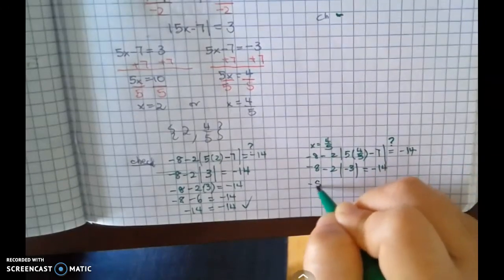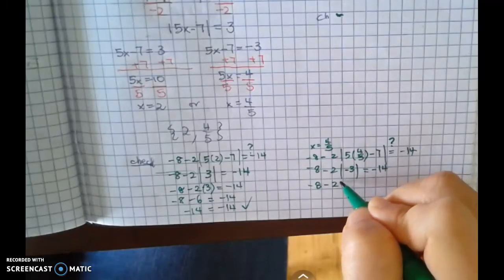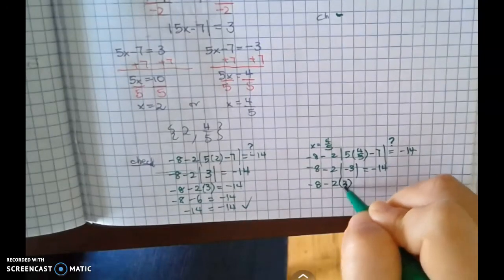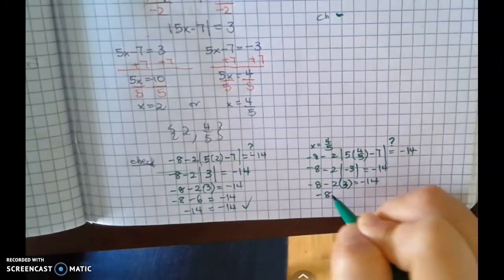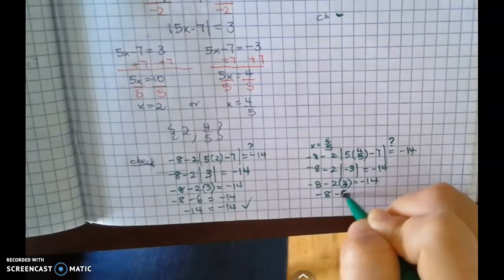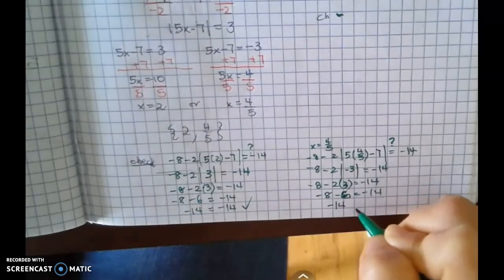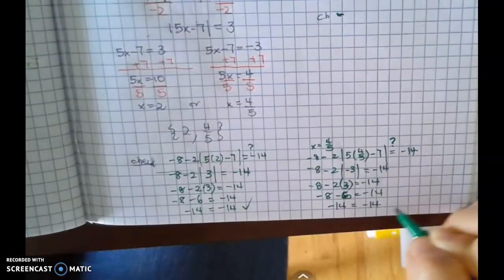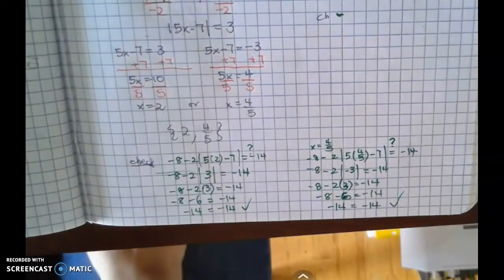And so negative 8 minus 2 times, what's the absolute value of negative 3? This is where we get rid of the absolute value. That's just 3. So you have negative 8, and negative 2 times 3 is negative 6, is equal to negative 14. And indeed, you get negative 14 equal to negative 14. So that checks out.